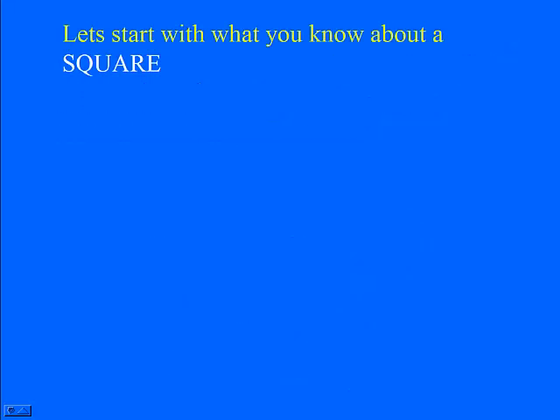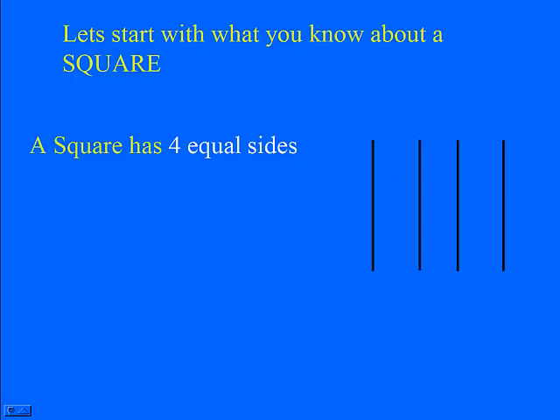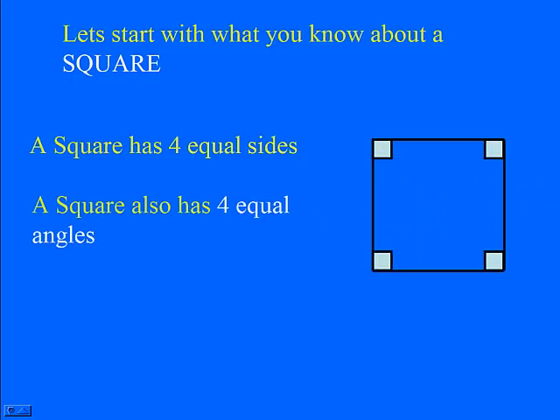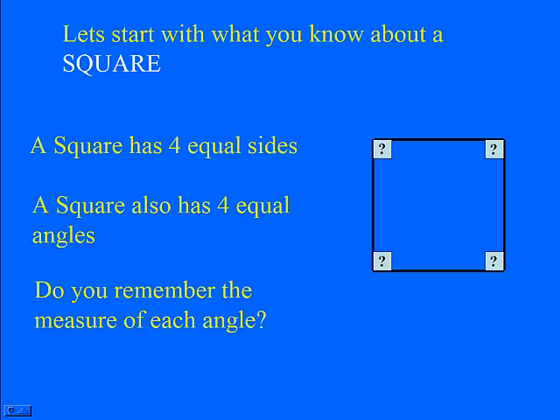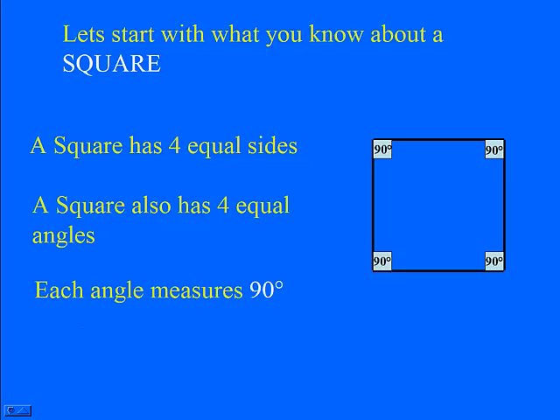Let's start with what you know about a square. First, a square has 4 equal sides. A square also has 4 equal angles. Do you remember the measure of each angle? Each angle measures 90 degrees.